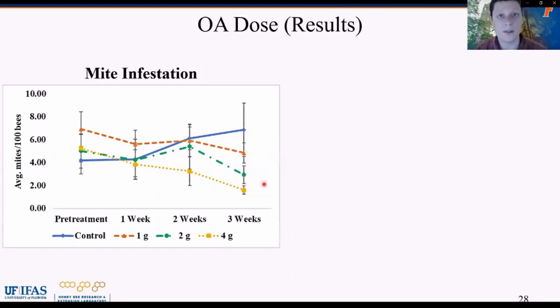So 2 grams seems to be better than doing nothing, right? Now, even better is when we added 4 grams, we see a drastic reduction in mites over this 1 month period. And we do see significant differences from the 4 gram treatment to the 1 gram treatment. And so 4 grams seemed to be what was giving us our best control.